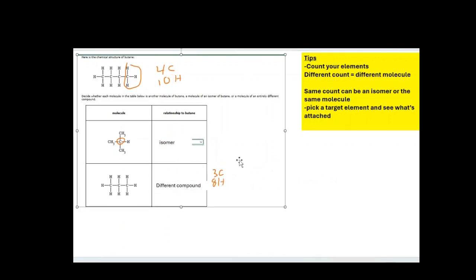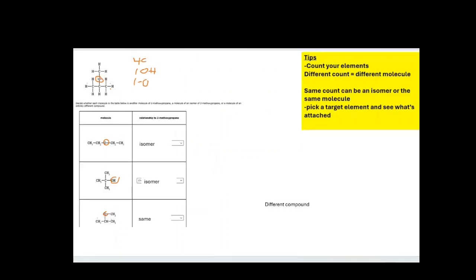So again, it's fairly simple. What you want to do on this question is count your elements, and then you want to identify a target element, and you want to make sure that your target element matches up with what's down here. So if you have an oxygen, you check that it's attached to CH3 and CH. And from there, you're pretty much good to go.